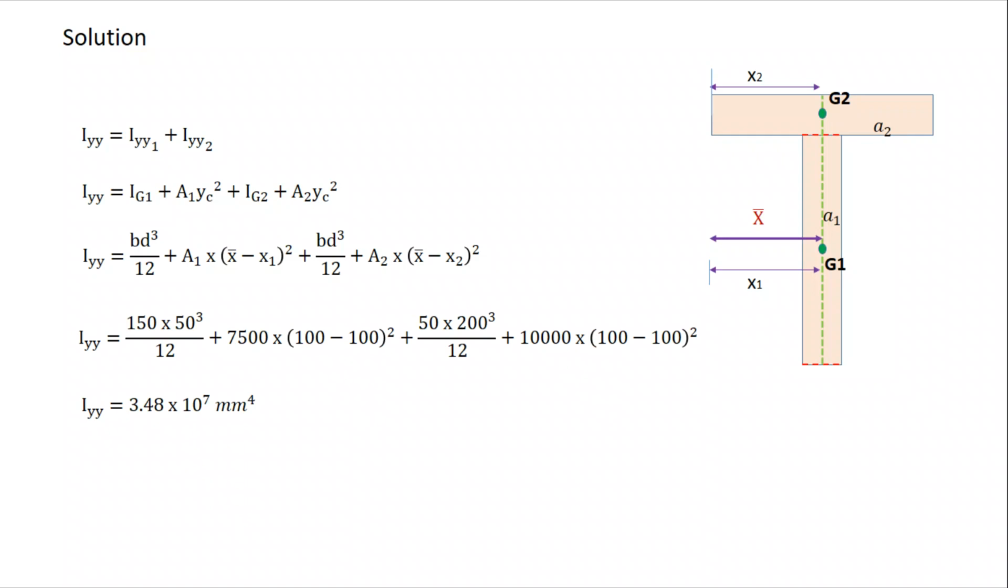Put all values in this equation and we get the value of Iyy as 3.48 into 10 raised to 7 mm raised to 4. So in this way we can calculate the moment of inertia of any T section about the centroidal x axis and centroidal y axis.